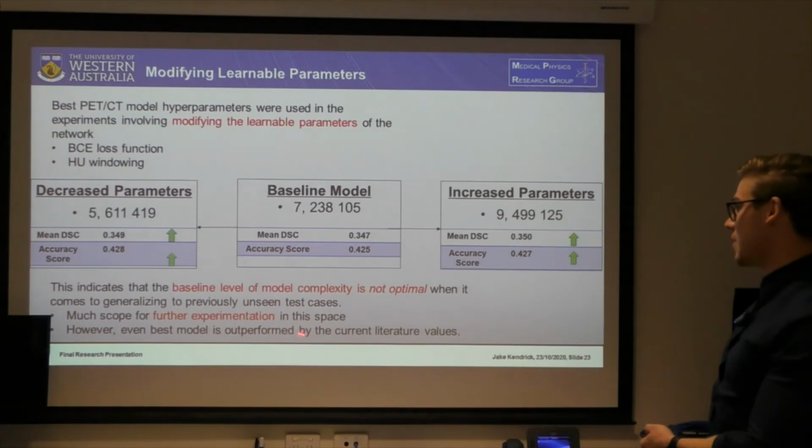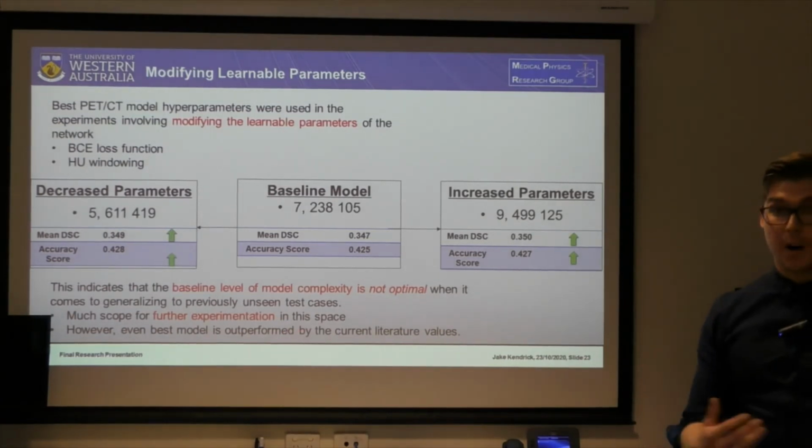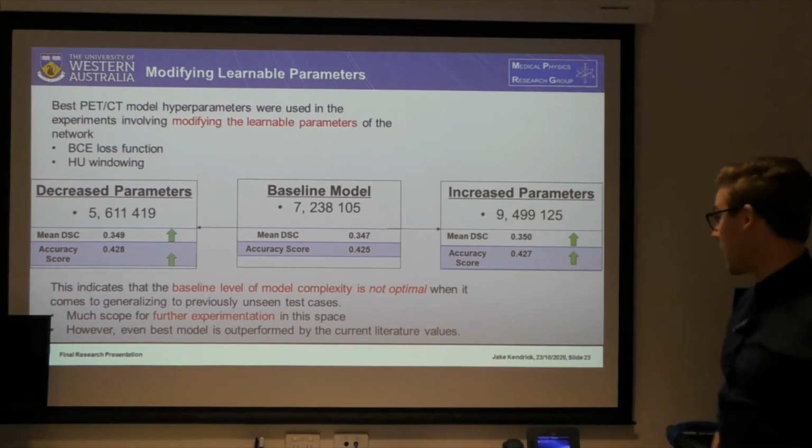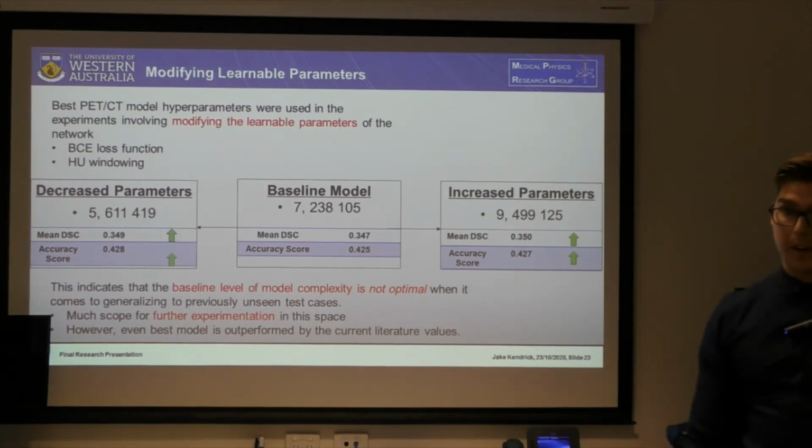However, it's important to note that even the best model achieved as part of these experiments, which was this one here, 0.35, so 35% dice score, is outperformed by the current literature values.